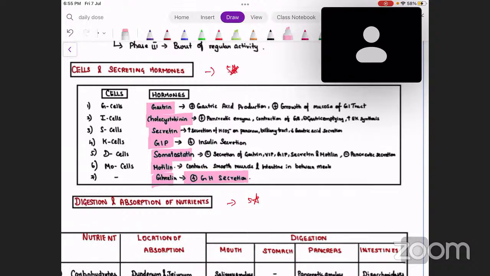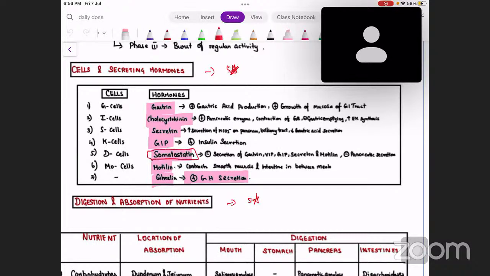And cholecystokinin, we studied that in the regulation of pancreatic secretion. We studied it can decrease your gastric acid secretion. It is also able to increase your bile secretion. Yes or no? In the regulation of your biliary system and the pancreatic system, we have seen. Secretin also does the same function. And then you have the GIP, which stimulates your insulin, and somatostatin, which suppresses your gastrin, VIP, GIP, secretin, and motilin, and it will also suppress your pancreatic secretion. So somatostatin is technically an inhibitory substance here.